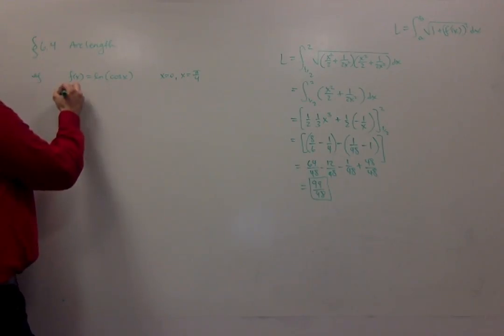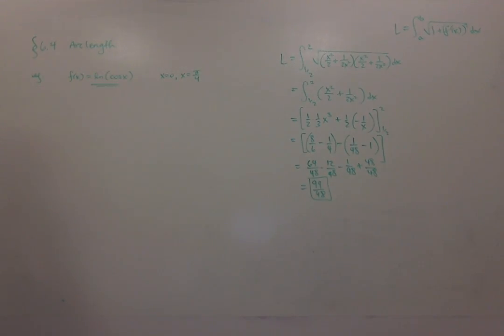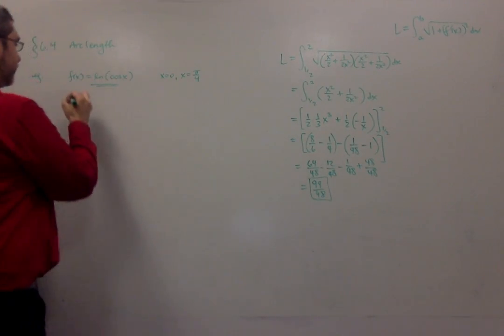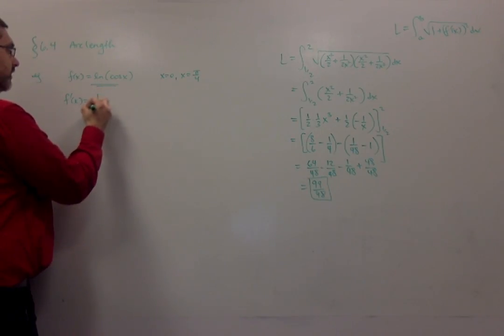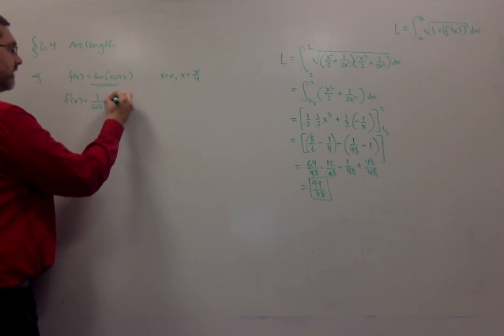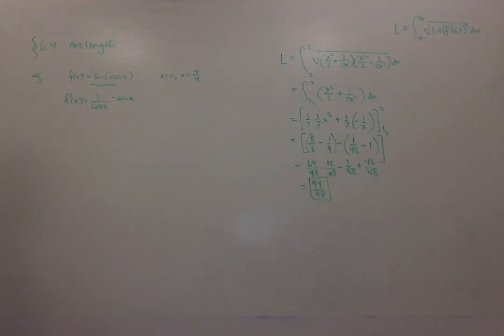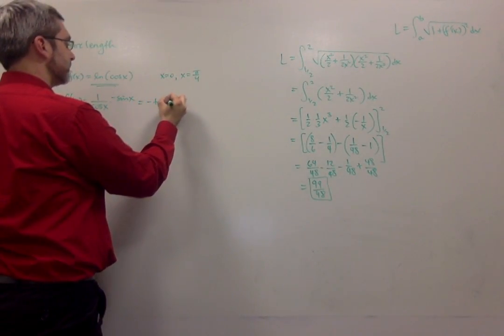So if we're going to figure out the length of this function, you could graph it in your graphing calculator to see what it looks like. But if we need the length of this function, to get that length, we need the derivative. So let's go ahead and compute the derivative. The derivative is 1 over cosine times the derivative of cosine, which is negative sine. So in other words, we get negative tangent.